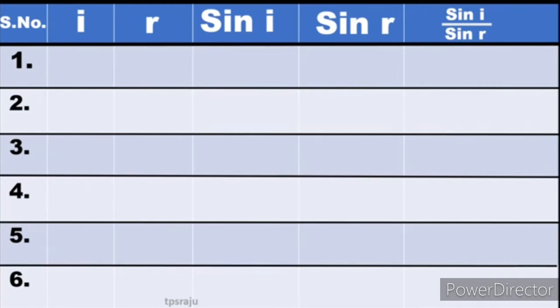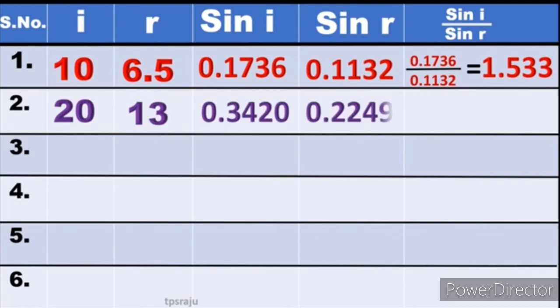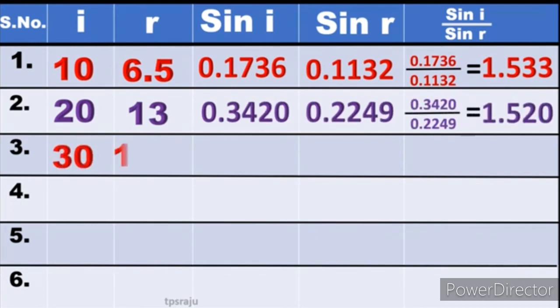We have some values of incident and refracted angles. Convert these angles into sine values by using a sine table or a scientific calculator. In the first case, the angle of incidence is 10 degrees and the angle of refraction is 6.5 degrees. Now find the sine values for these two. They are 0.1736 and 0.1132. Now find out the ratio of sin i and sin r. We get 1.533. In this way, you note down the angle of incidence and angle of refraction values.